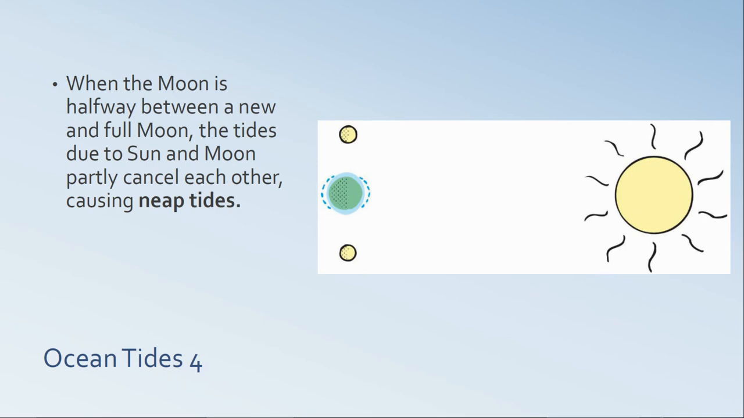And so there can be quite a bit of difference, say, in the high tide level of a spring tide and a neap tide. Depending on the geography of the area, it can be either a meter or several tens of meters.